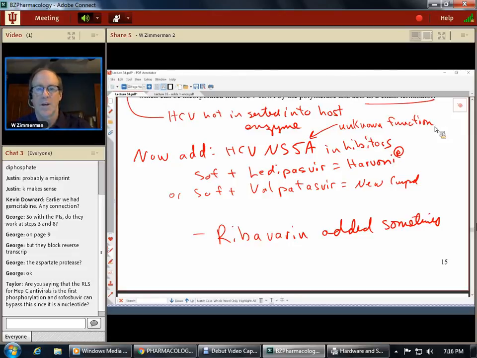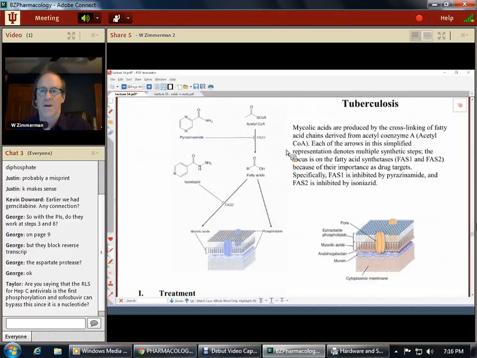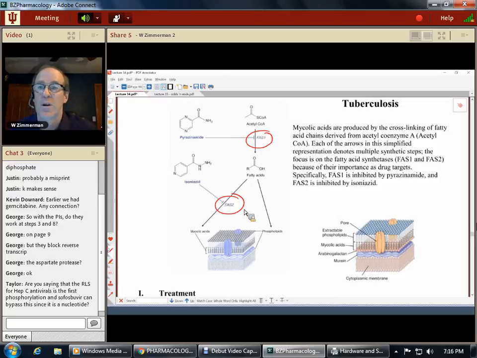Okay, some notes on tuberculosis. There are a lot of resistant strains, of course, around the world. We're still doing pretty well in the U.S., but there's areas in Russia where more than 50% of the strains are resistant and causing a lot of trouble. But keeping this as simple as we possibly can. Fatty acid synthetase 1 and fatty acid synthetase 2. And they produce these mycolic acids that are a major constituent of the cell wall.